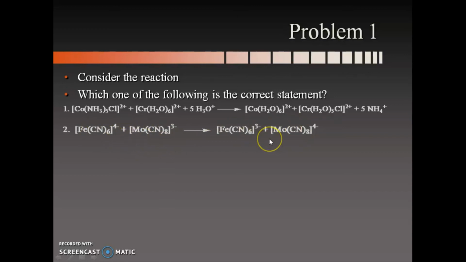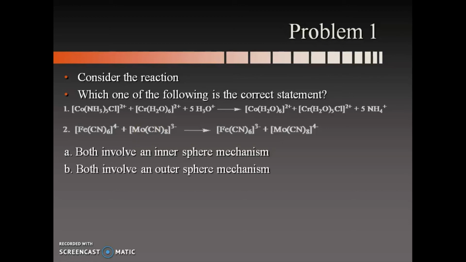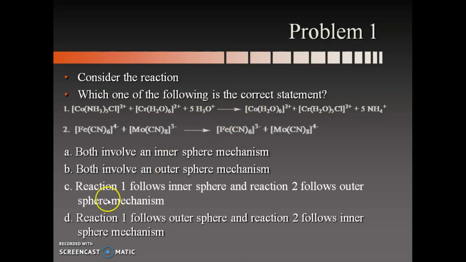So now I will move on to the options. The first option is both involve inner sphere mechanism. No, we definitely know that the second is not the inner sphere mechanism because it is inert. It cannot take place through the inner sphere mechanism. Both involve outer sphere mechanism. This is also not correct because we know that the first is the example for inner sphere mechanism. Then come the two distractors. The reaction 1 follows the inner sphere, whereas the reaction 2 follows the outer sphere mechanism.